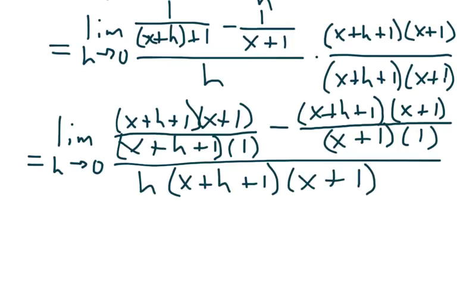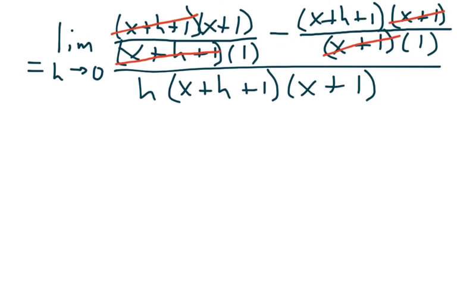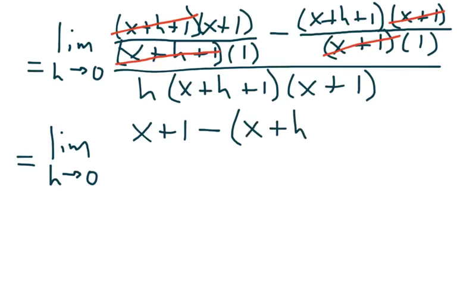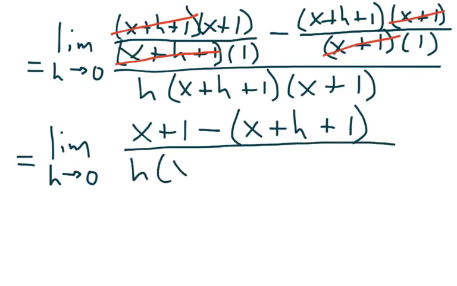Now take a look at those fractions in the numerator. We get cancellation in both parts. In the first fraction, x plus h plus 1 cancels out. In the second, x plus 1 cancels out. The denominators that are left are both 1s, so that leaves us with the limit as h approaches 0 of x plus 1 minus (x plus h plus 1), with those last three terms in parentheses, all over h times (x plus h plus 1) times (x plus 1).